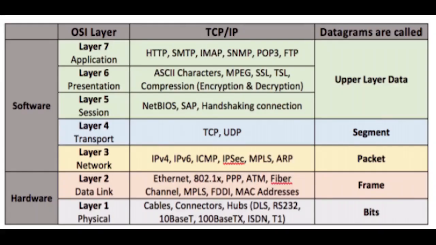What are the OSI layers? Last session itself I told you: physical layer, data link layer, network layer, transport layer, session layer, presentation layer, application layer, right? Let's see these OSI layers in detail. The first layer is the physical layer. This physical layer defines the electrical and physical specifications for a device.